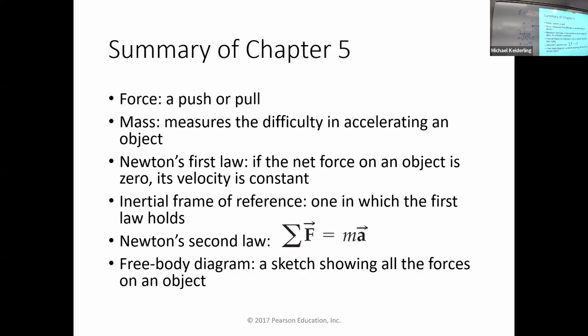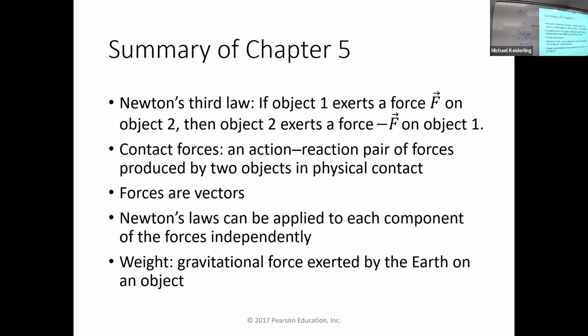The sum of all forces on an object equals mass times the acceleration of the object. A free body diagram is a sketch showing all the forces on an object. Newton's third law is that if object 1 exerts a force F on object 2, object 2 exerts a force minus F on object 1. So that's force on 1 from 2 equals minus force on 2 from 1.